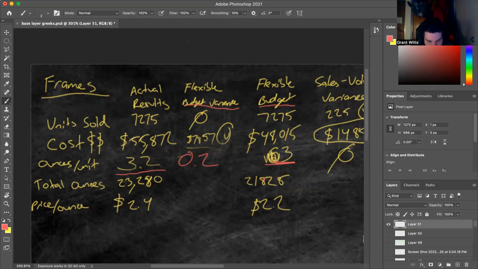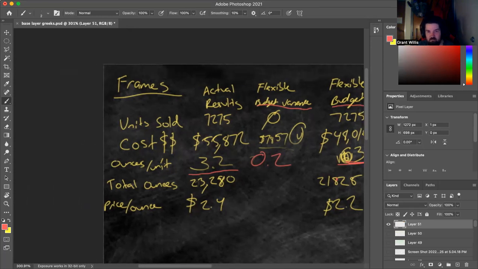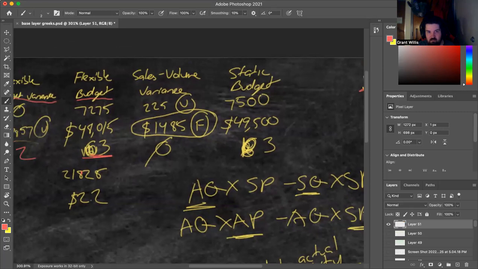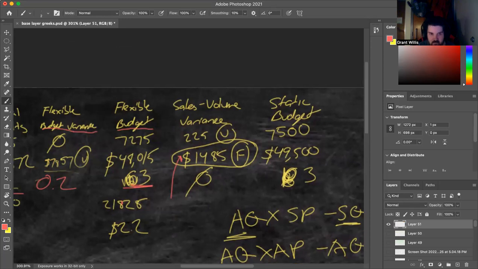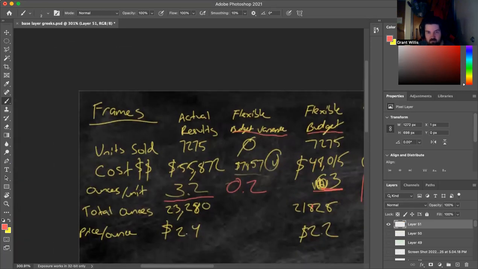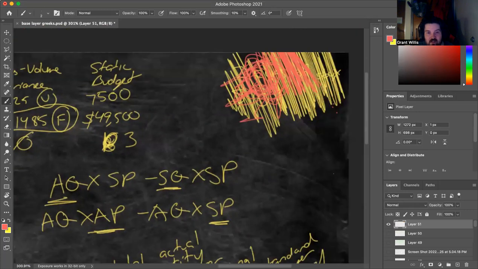Okay, so now that we have everything, we do the AQ times thing. And right off the bat, this number right here is our sales volume variance. That was one of the numbers we were trying to solve for. Now we define our efficiency variance and our input price variance. Do you remember the skeleton to do that? Is it AP times AQ, and then AQ times SQ?